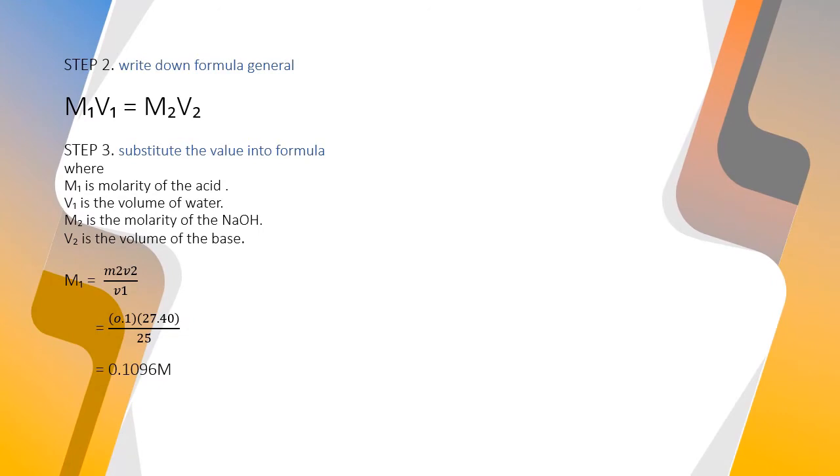So first question is determine the molarity of the acid. By using this formula, we can find the molarity of the acid. Why? Because they already gave the volume of water, the molarity of NaOH, and the volume of the base. So it's fine for you to find the molarity of the acid. Simplify this formula into M1 equal to M2V2 over V1. Substitute the value: 0.1 times 27.40 over 25, and you have the answer, which is 0.1069 M.